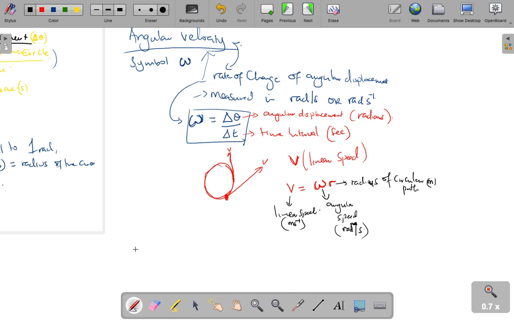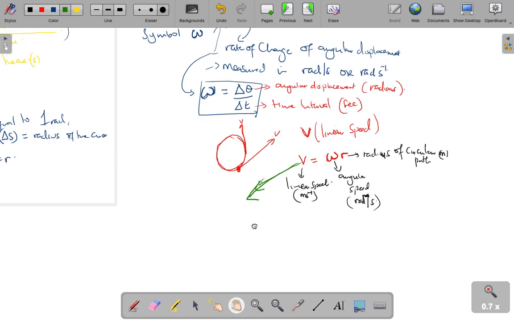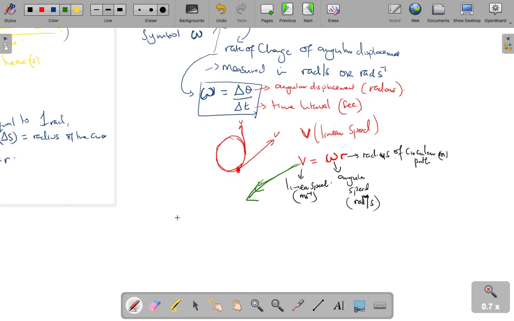So let's continue. From this formula here, we shall build it. Just trying to summarize: V is equal to omega R. We can now make omega the subject. It will be V over R. So this is another expression. If we are asked to calculate angular speed and we are given linear speed and radius, we use this relationship.